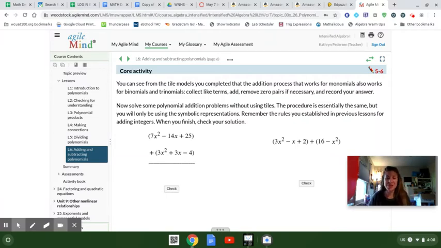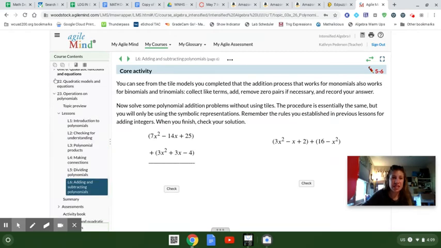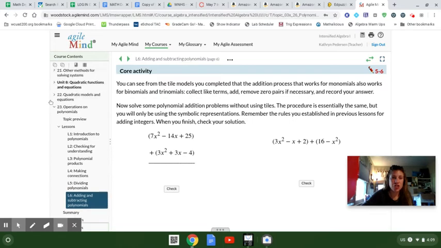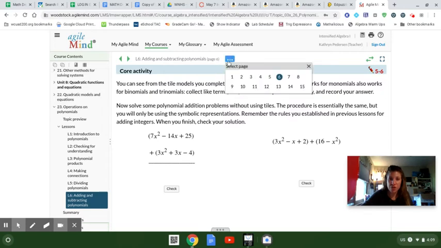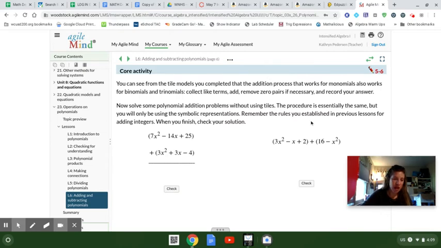If you want to follow along on Agile Mind, we are under My Courses. Under course contents, we are still in Unit 8. Drop down arrow next to topic 23. Drop down arrow next to lessons, and we are on lesson 6, adding and subtracting polynomials. Now you'll notice I've already hovered over those 3 dots and gone to page 6 because that is what corresponds to the page in the workbook that we're going to be starting on. In the workbook, we are going to be starting on page 346.